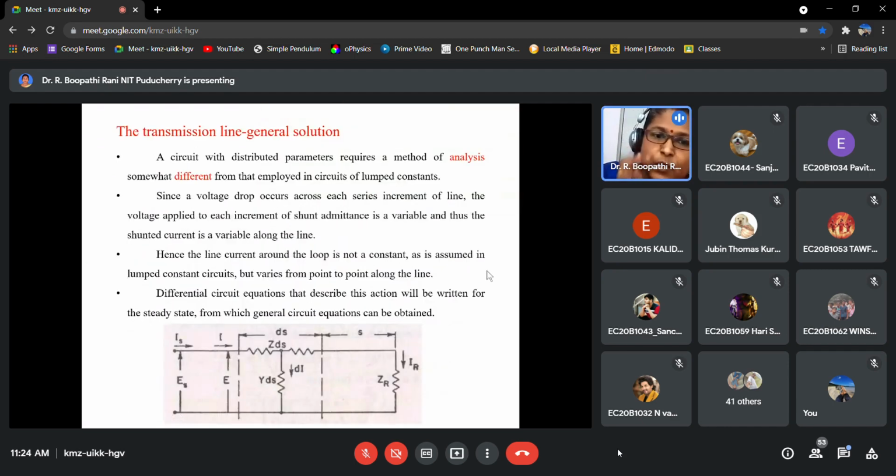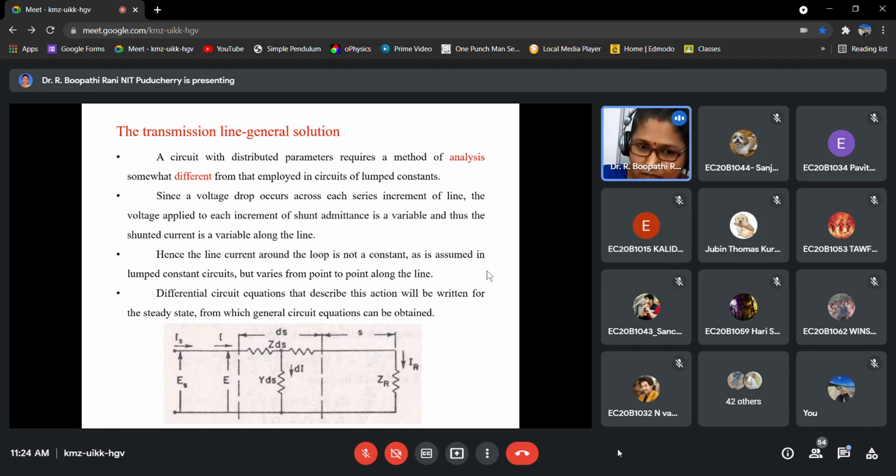See, we need to analyze the circuit and we need to get some solution. The solution will help us in finding voltage and current in the line. So for that we need to arrive at some solution. But the analysis is slightly different from lumped element analysis. A circuit with distributed parameters requires a method of analysis somewhat different from that employed in circuits of lumped constants.